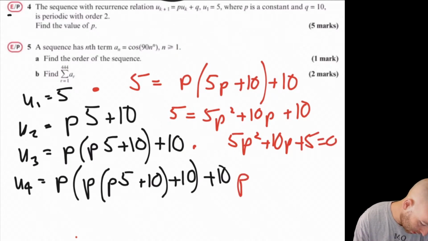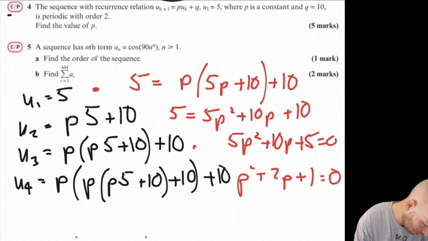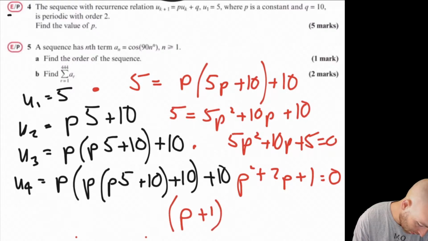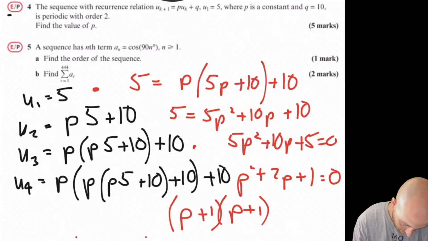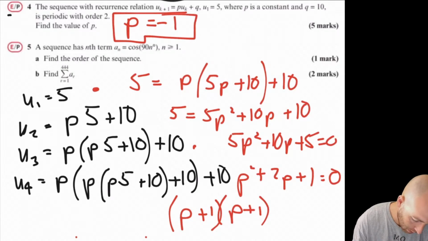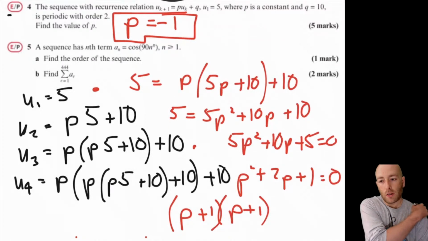In other words, p squared plus 2p plus 1 equals 0, which is going to be (p plus 1)(p plus 1). So therefore p is minus 1. And if we wanted to, we could quickly check that.